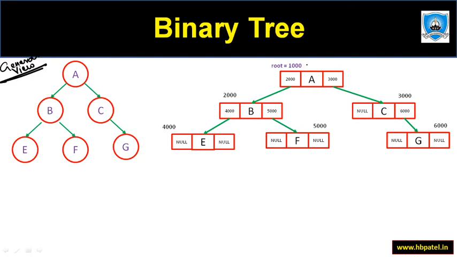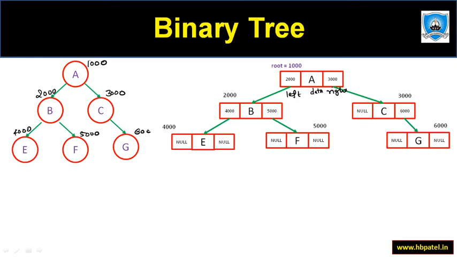So A is the data, and the node is having an address, let's say 1000. It is having 2 pointers, a left pointer and a right pointer. So this one is the left pointer, this one is the right pointer, and this one is your data. Let us assume some addresses over here: 1000, 2000, 3000. You can have any addresses over here, then 4000, then 5000, then 6000.